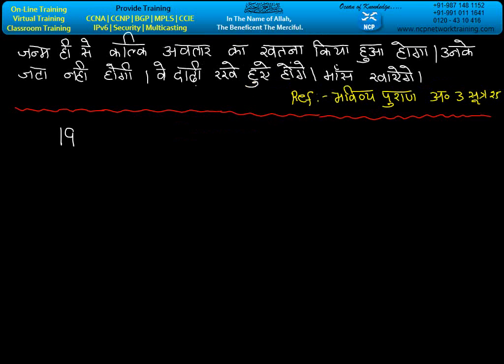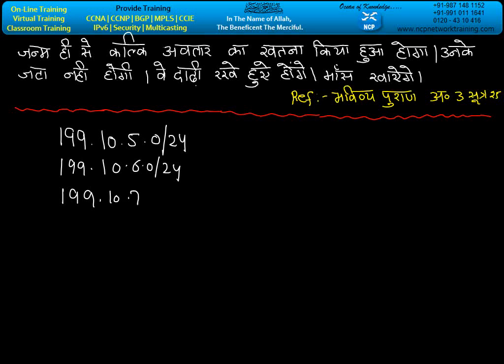Now we are taking the example of class C numbers. 199.10.5.0/24. It's a major network, it's not subnetted. Second number of class C is 199.10.6.0/24. It's not subnetted, a major number, classful number. Third number is 199.10.7.0/24, major number, not a subnetted ID. Now we want to calculate the SuperNet NID. We want to add all these three numbers and the procedure will remain the same.